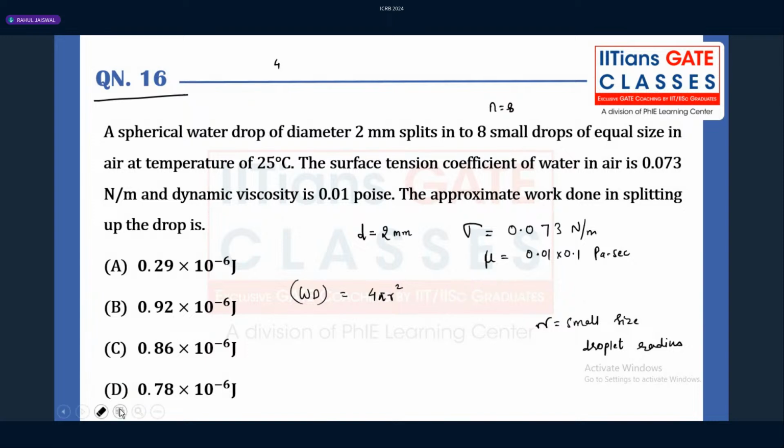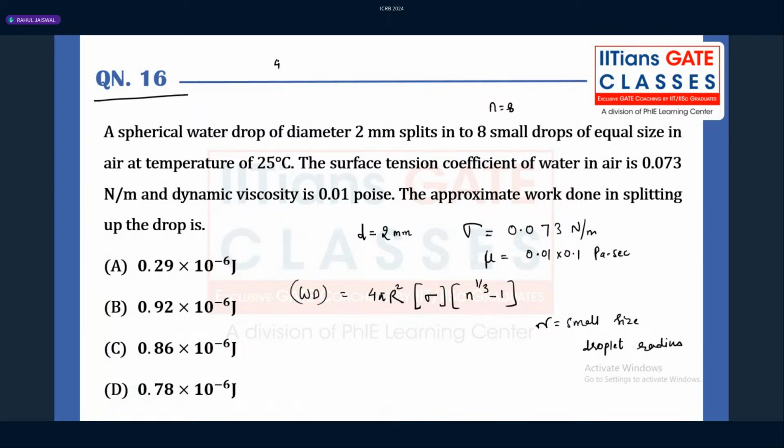This formula should be somewhat different, because the formula we just discussed is for converting small droplets into a big droplet. But here they are asking the reverse. So it is 4 pi r square into sigma into n to the power 1 upon 3 minus 1. This should be the formula, guys.